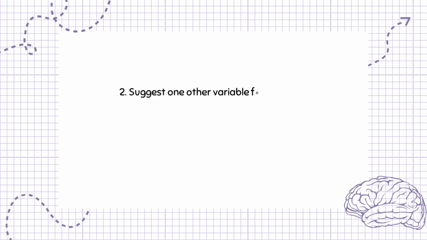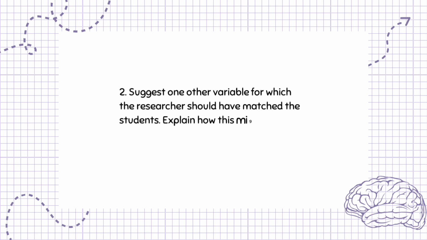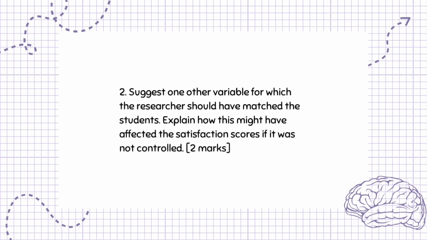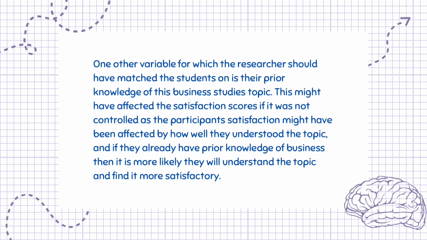Question 2. Suggest one other variable for which the researcher should have matched the students. Explain how this might have affected the satisfaction scores if it was not controlled. 2 marks. One other variable for which the researcher should have matched the students on is their prior knowledge of this business studies topic. This might have affected the satisfaction scores if it was not controlled, as the participants' satisfaction might have been affected by how well they understood the topic, and if they already have prior knowledge of business then it is more likely they will understand the topic and find it more satisfactory.